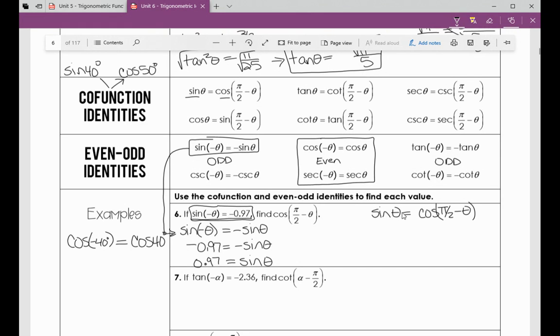All right. Now, this was the goal, to get cosine of pi over 2 minus theta. Well, cosine of pi over 2 minus theta is equal to sine theta. What's sine theta? 0.97. So that would be my outcome.